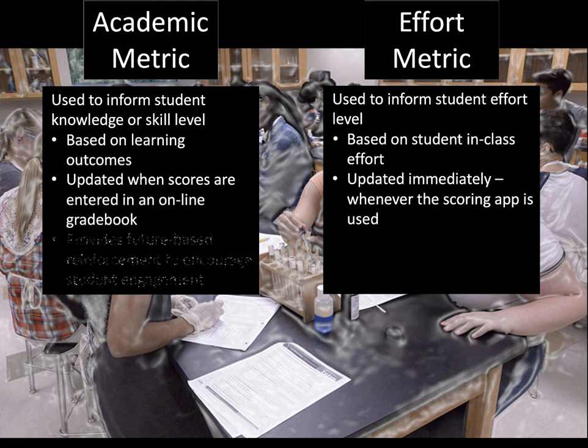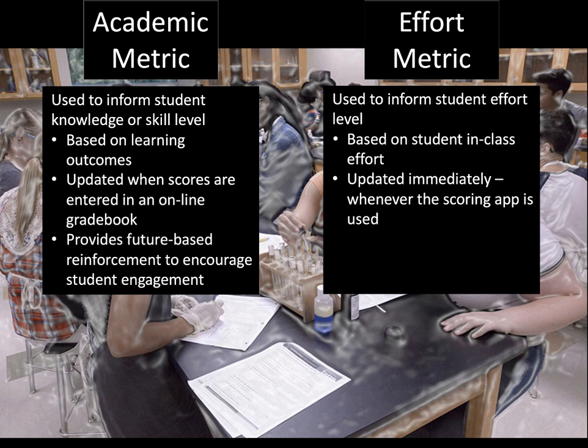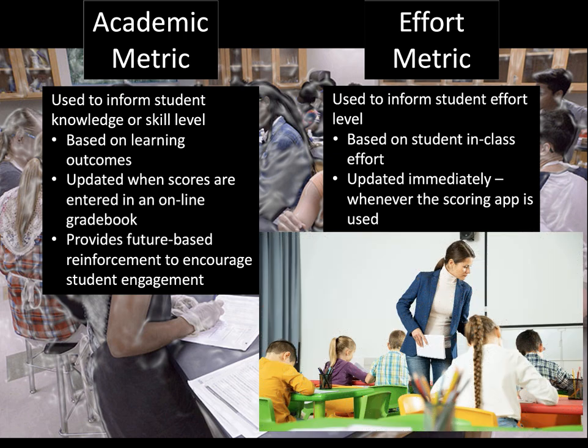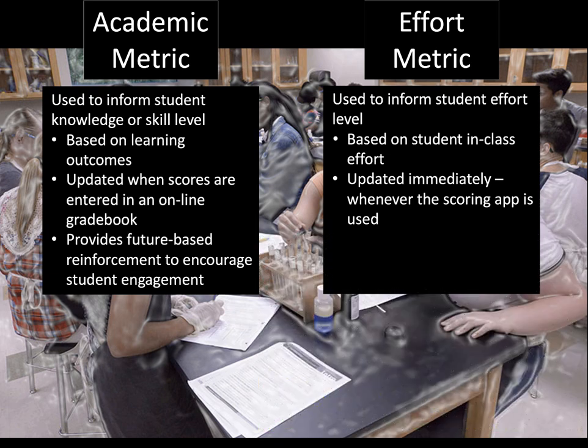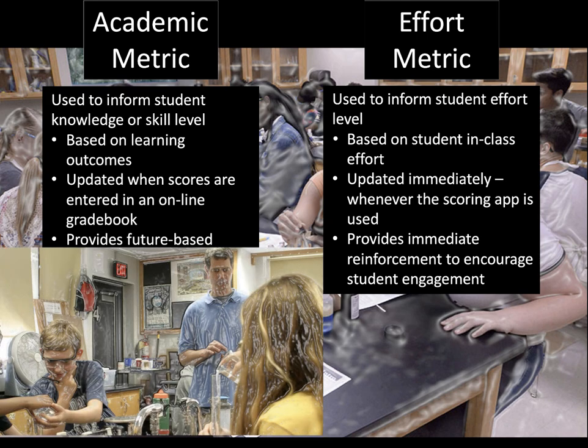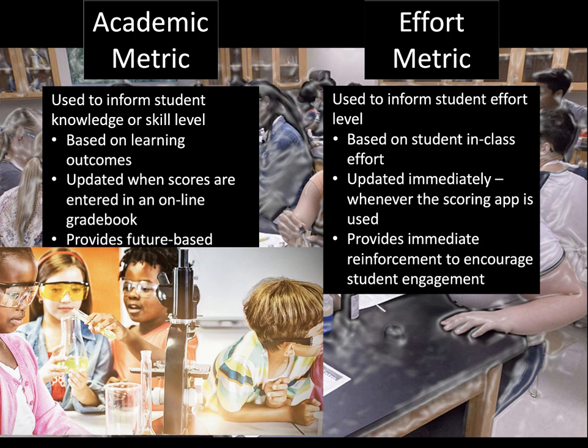The academic metric provides future-based reinforcement to encourage student engagement. It's either stated or implied that classwork, discussions, activities, etc. are designed to help students succeed on future assessments. Whereas the effort metric provides immediate reinforcement to encourage student engagement. Feedback isn't delayed, as is often the case with grades. Effort is a leading measure that provides opportunity for immediate change by the student.